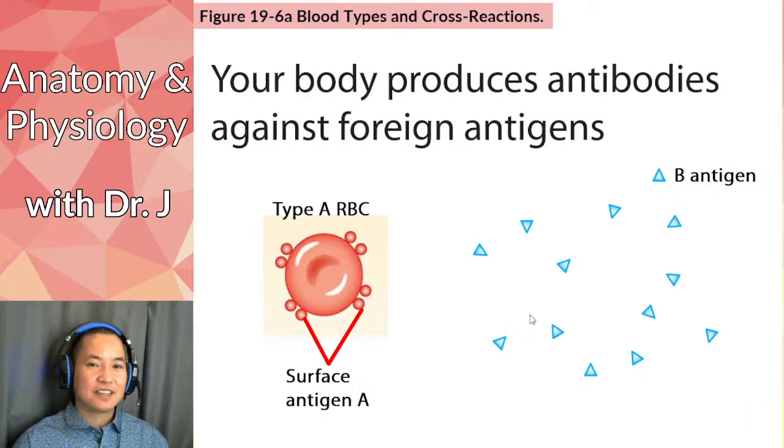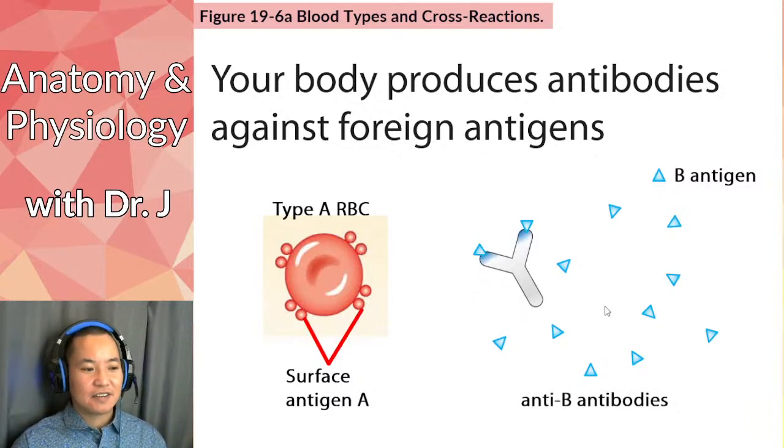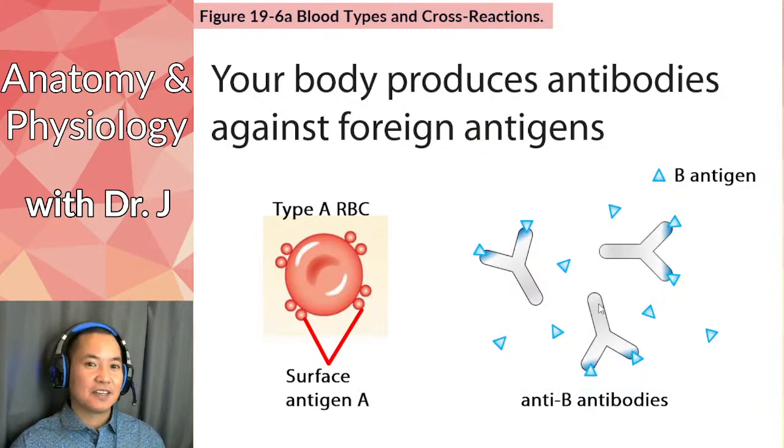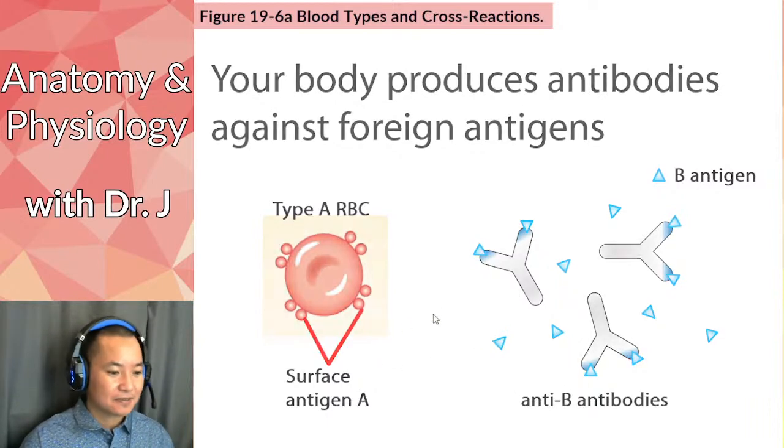So your body produces antibodies against foreign antigens. These are your natural antigens on your red blood cells, but if you have things in the environment that look like a B antigen, your body is going to generate anti-B antibodies if you don't have type B blood. Type B or type AB.